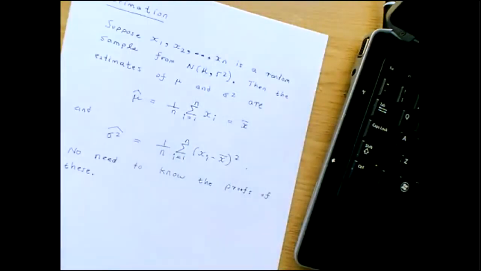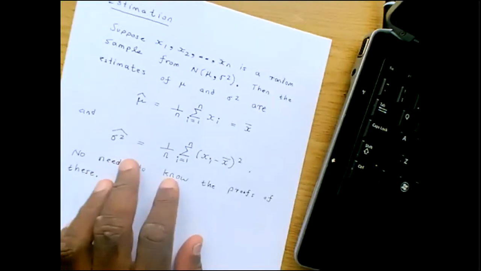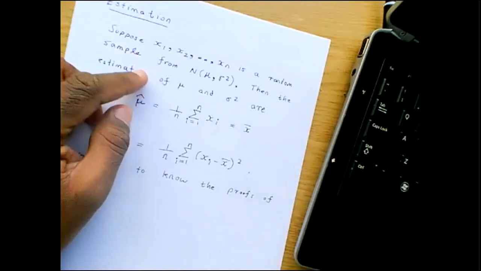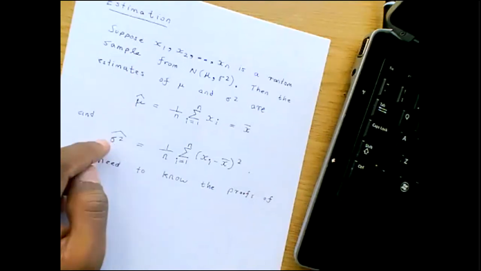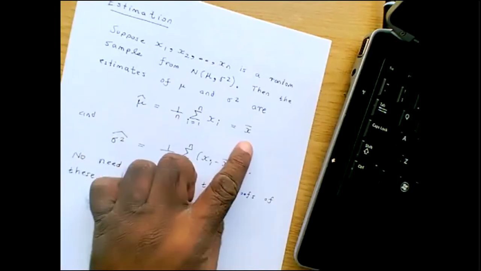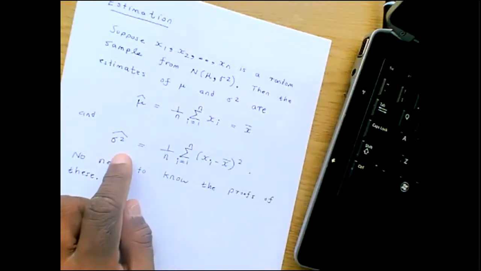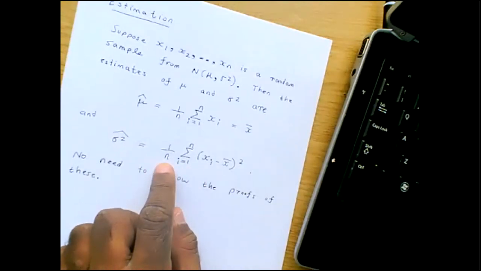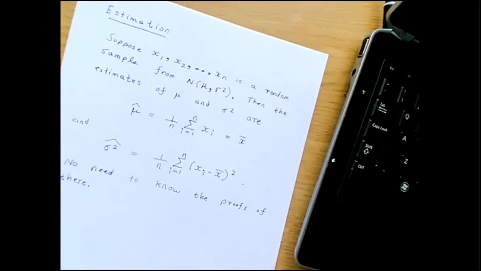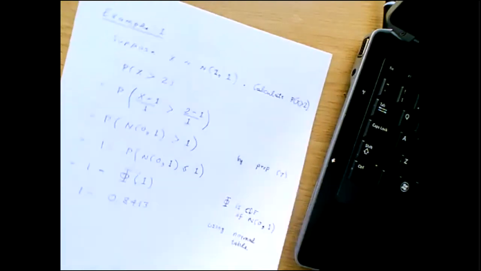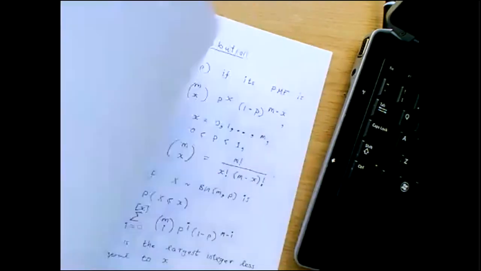Finally, the estimation. If you have a data set from a normal distribution, then the two parameters mu and sigma can be estimated as follows. The estimate for mu is the sample mean. The estimate for sigma squared is given by the biased version of the sample variance. Remember, this has n in place of n minus 1, right? These are some examples. I hope you watched the videos to follow these examples.